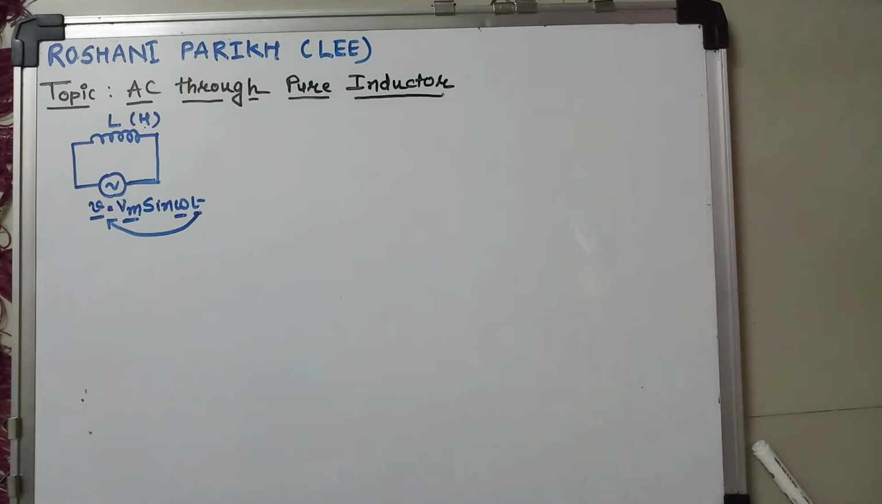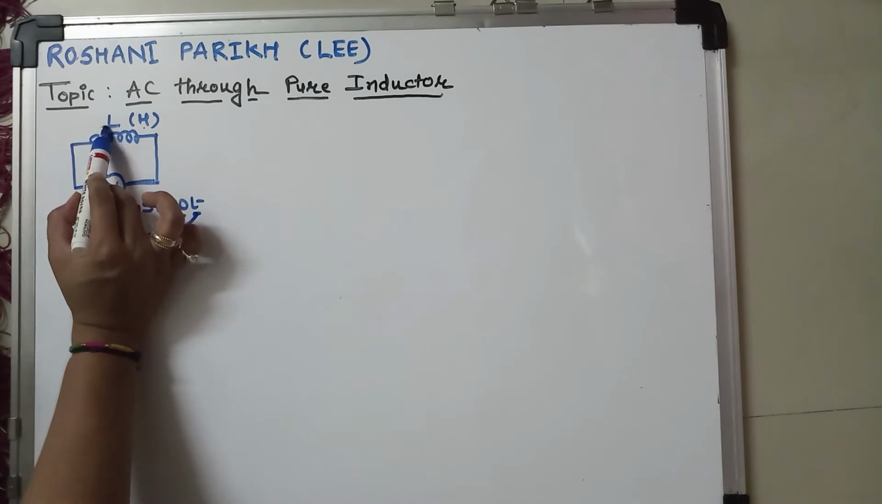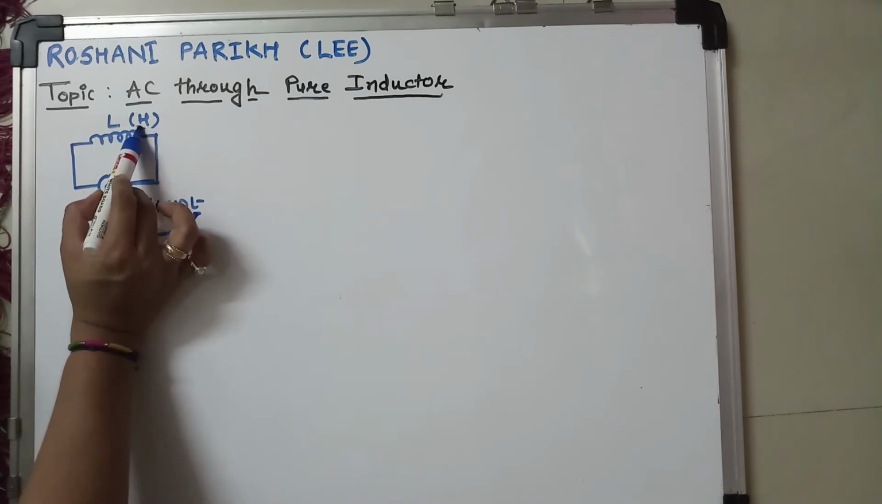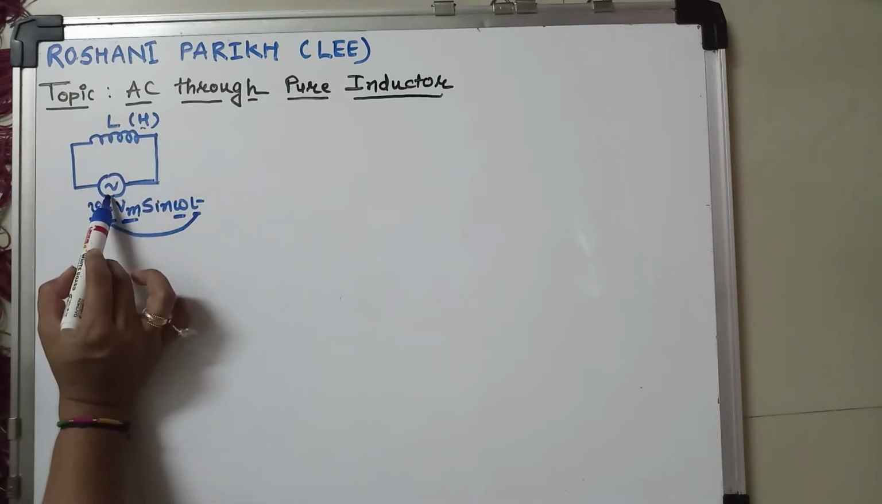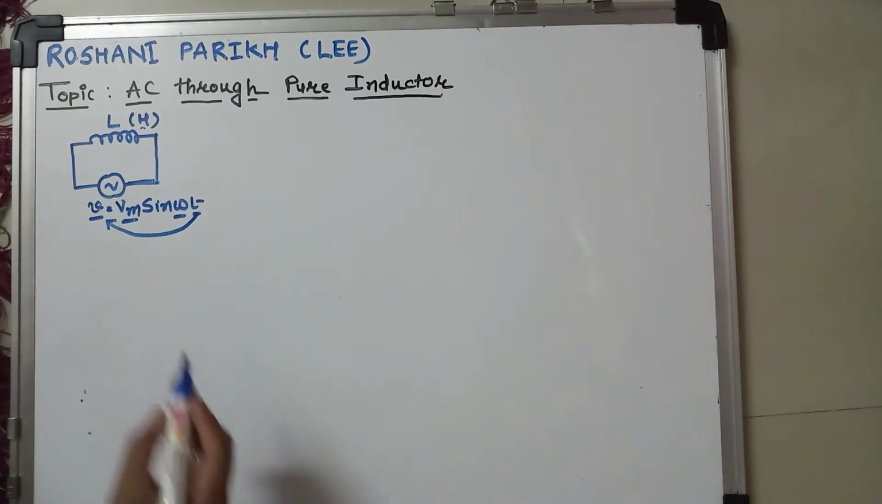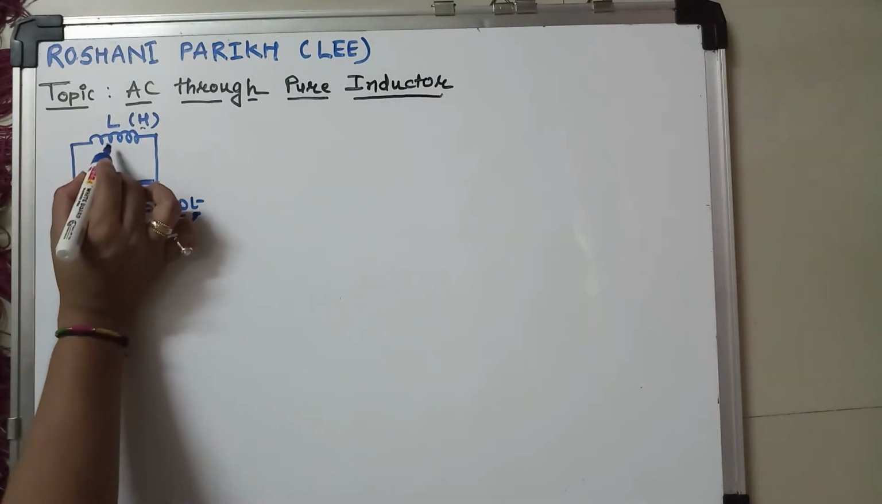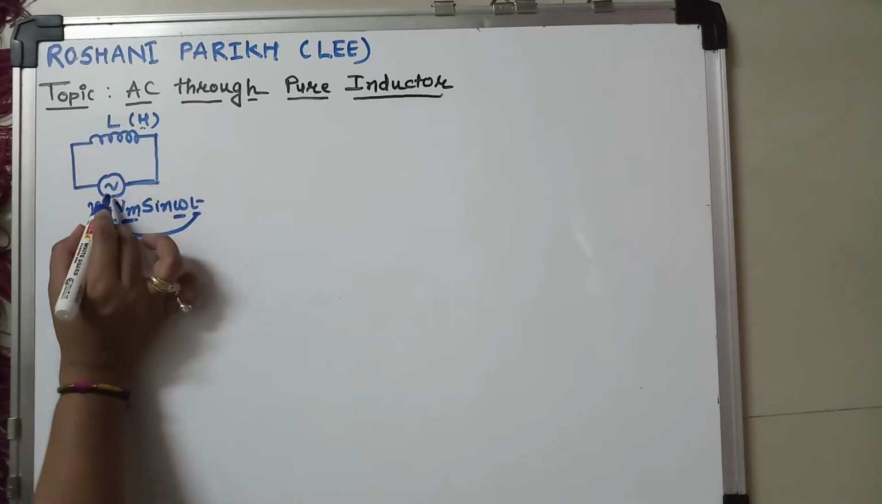A purely inductive circuit means that an inductor having an inductance of L Henry, that is the unit of inductance, is connected across the AC supply. This circuit is known as the purely inductive circuit. See here, the inductor having an inductance of L Henry is connected to the AC supply.